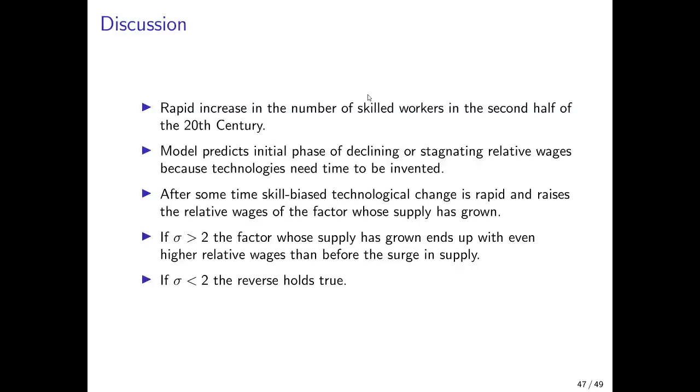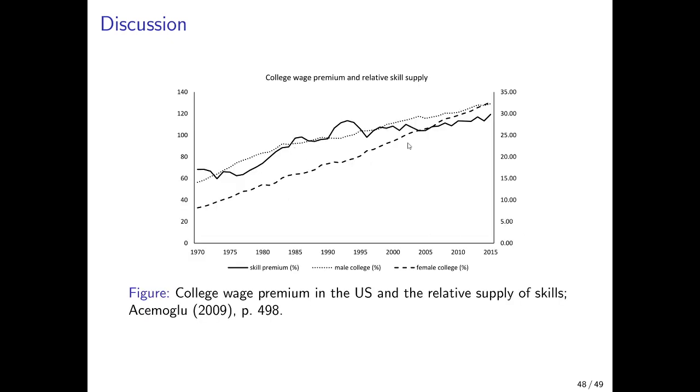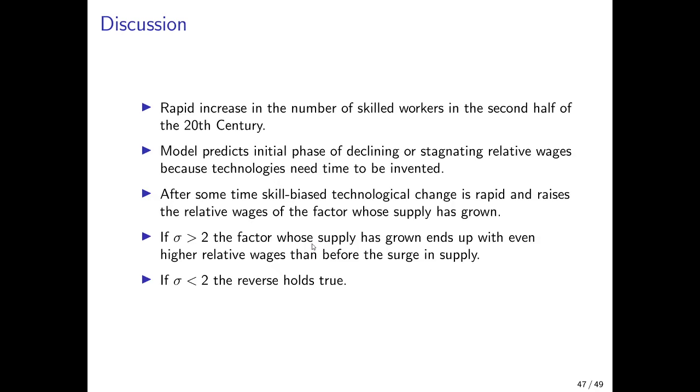Now, what can we explain? So what we've seen is that there was a rapid increase in the number of skilled workers in the second half of the 20th century. So that's basically by this graph here, we see that the number of skilled workers relative to unskilled workers has increased. So it increased both for men and women. So we see here the fraction of women with a high school degree and the fraction of men with a high school degree both tended upwards.